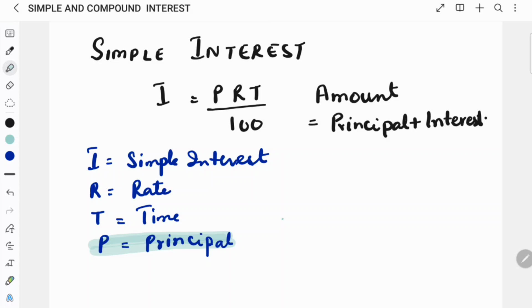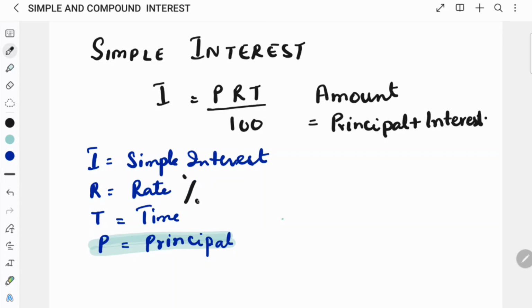The rate will always be in percentage. So the formula is I equals PRT upon 100, where P is the principal, which is the original amount, and R is the rate, which can be per year or per month. It is always in percentage.